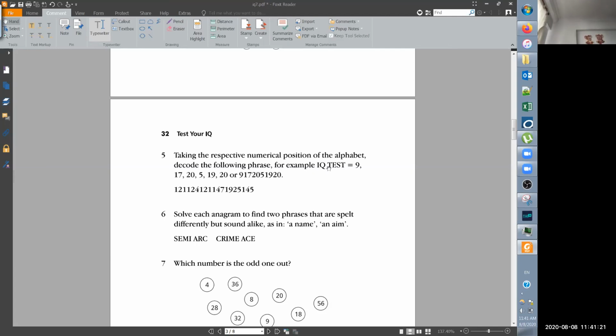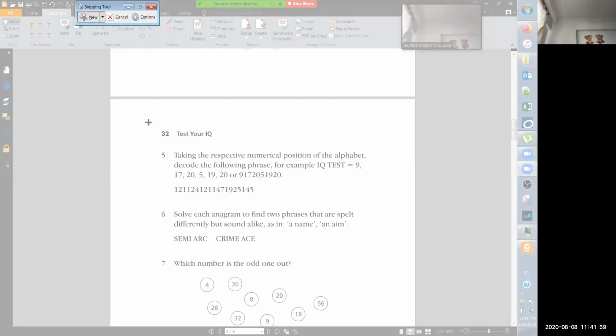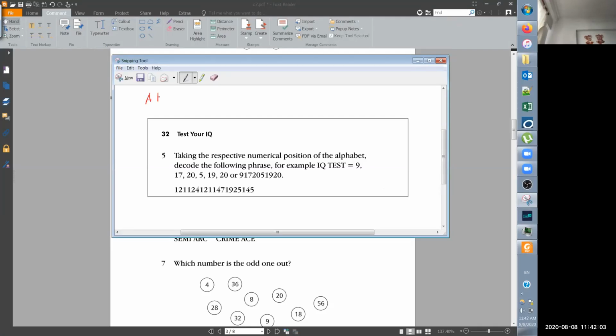Taking the respective integral position of the alphabet, include the following case of example I did 9. Wait, this question seems to be IQ test equals 9, 17, 25 or so. What does this mean? Do you understand what this question is asking? Don't know. Oh, this question asks about taking the respective numerical position of the alphabet. Okay, let me ask you: A B C D E F G H I J K L M N O P Q R S T U V W X Y Z.